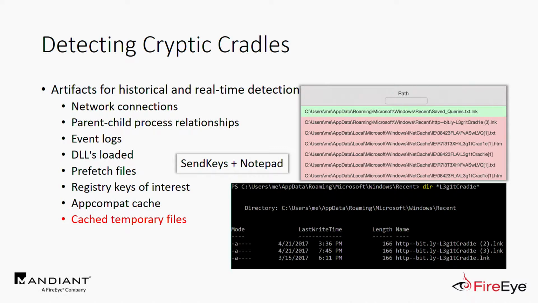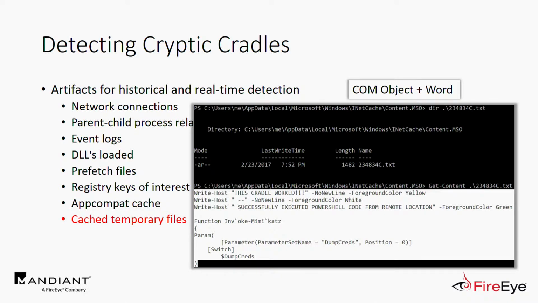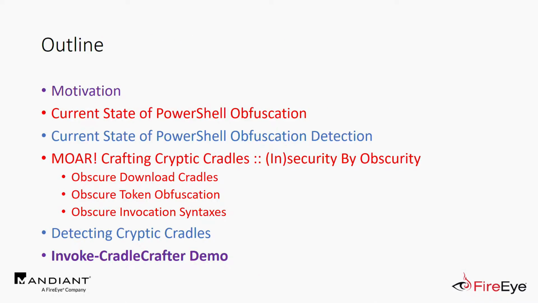And cached temporary internet files. A lot of these memory cradles actually do have content hit disk, typically in temporary internet files. So it's something to be mindful of as defenders. It's a good place to look, especially if you're easily able to run YARA rules or stuff like that, because a lot of attackers aren't going and cleaning up what hits disk.